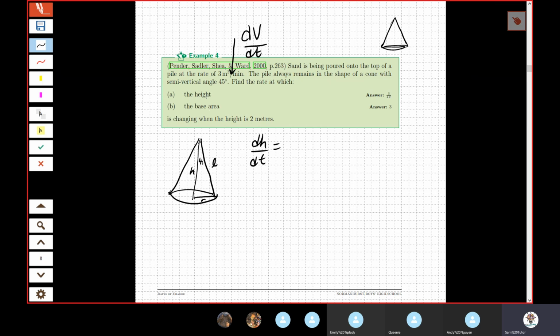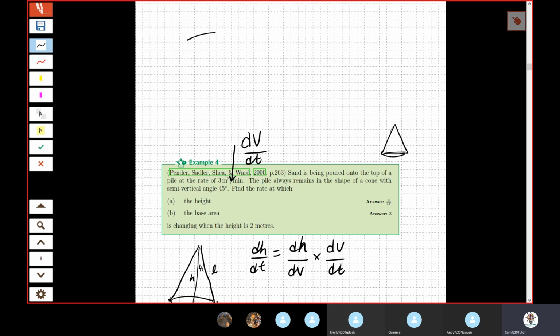To find dH on dt, we've got to do it as dH on dV times dV on dt, because we were given dV on dt, right? Now I need a relationship between volume and height. Well, what's the volume formula for a cone? I don't remember. Well, actually, okay, what's the volume of a cylinder? Do you know the volume of a cylinder?